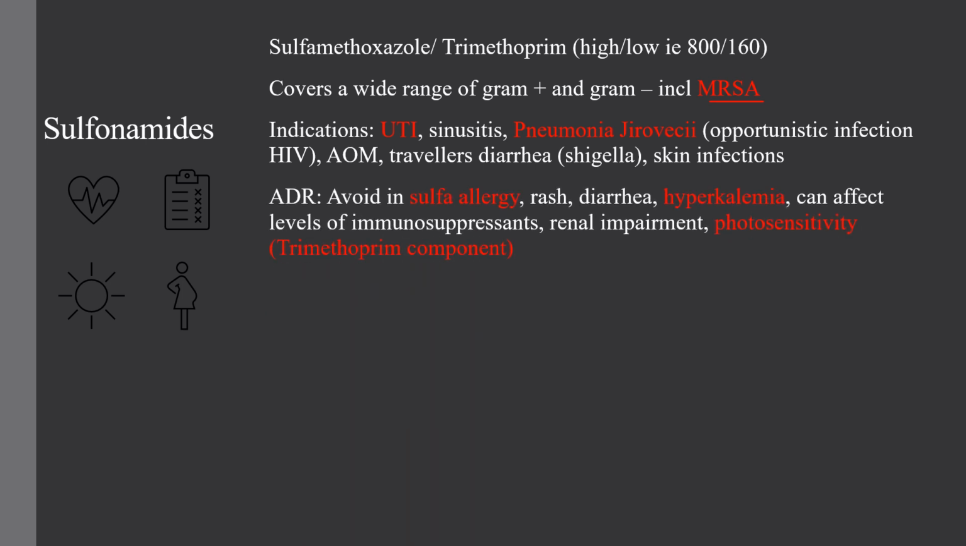So you typically want to avoid this in sulfa allergies, which is pretty obvious. You also get rash, diarrhea, hyperkalemia, and it can affect the level of immunosuppressants as well as renal impairment. But you also get photosensitivity, and that's usually because of the trimethoprim component as well. I don't have it listed here, but it can cause hypoglycemia when given with sulfonylureas as well.